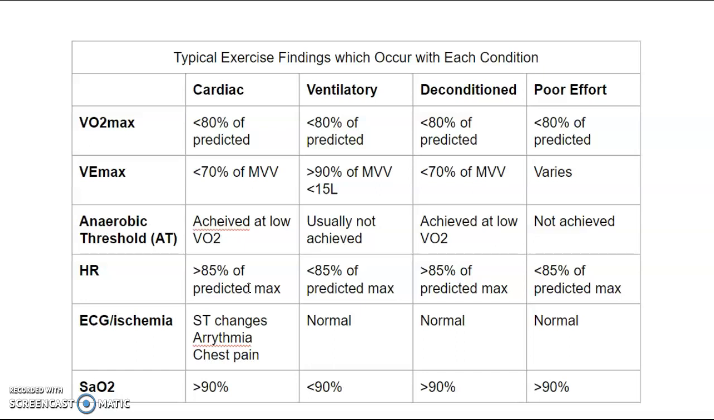That's because their heart rate will increase, but their stroke volume won't be able to, so it'll be highly dependent on the heart rate, so the heart rate will be higher than expected. Was there ischemia on the EKG or any ST changes, any arrhythmia or chest pain? And then their SaO2 would be greater than 90%. So you see all the criteria that you can expect for a cardiac limited patient, a ventilatory limited patient. If the patient's just deconditioned, they're just out of shape, or if your patient gave poor effort.